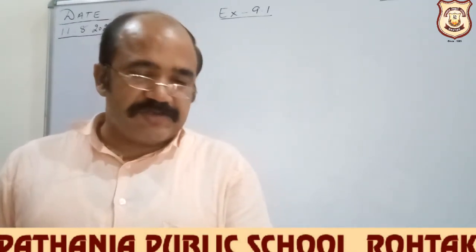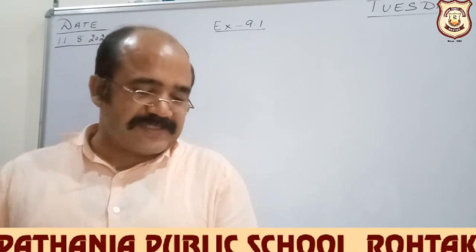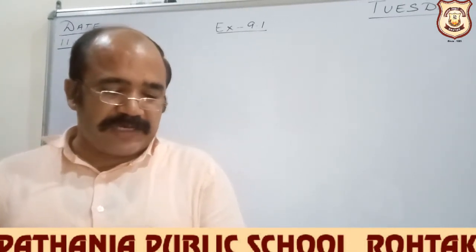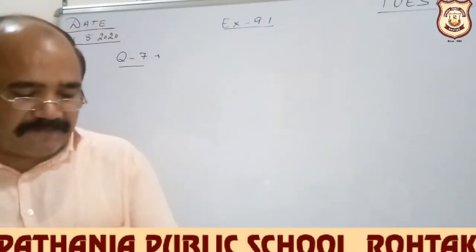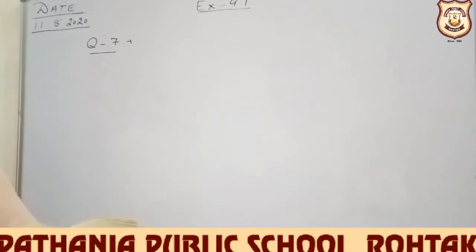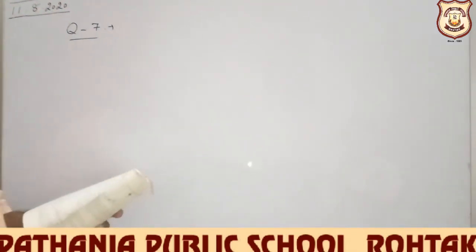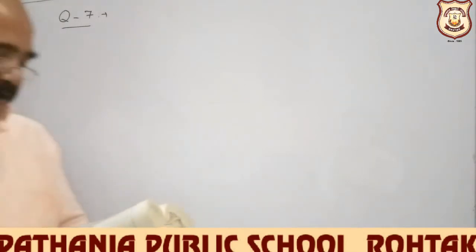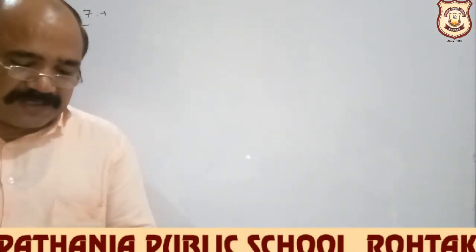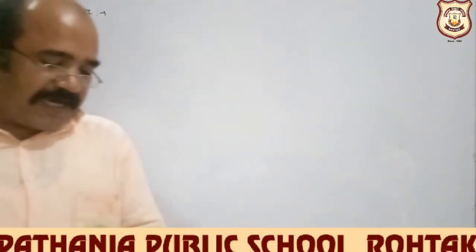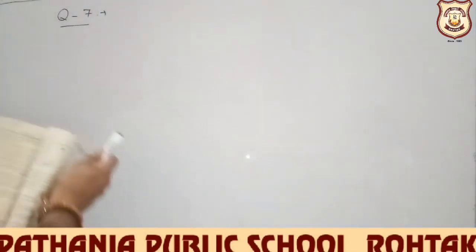Now see question number 7 of exercise 9.1. From a point on the ground, the angle of elevation of the bottom and the top of a transmission tower fixed at the top of a 20-meter high building are 45 degree and 60 degree respectively. Find the height of the tower.